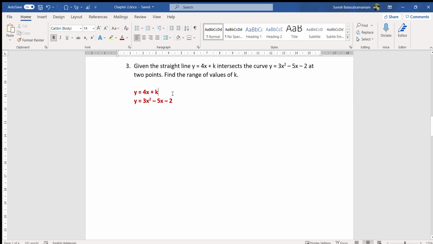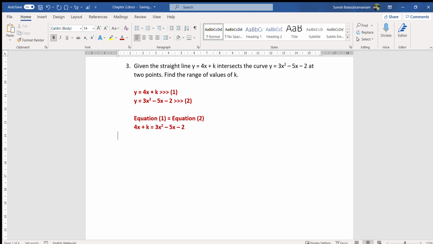So as usual, I will label the equations 1 and 2. So I'll equate both equations. Equation 1 equals to equation 2. So what is our equation 1? 4x plus k equals to 3x squared minus 5x minus 2.